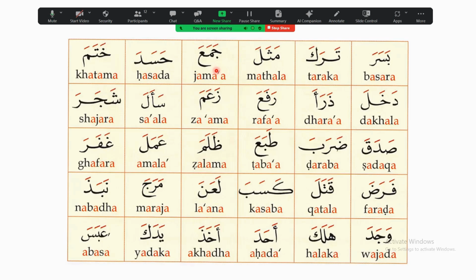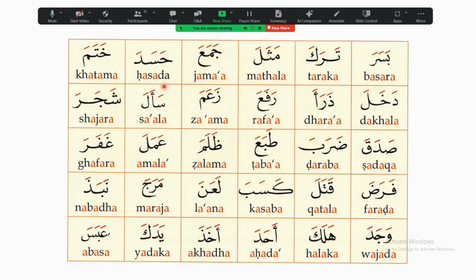jama'a, jama'a. So in this word, there is first jim letter, j, jama'a. Then meem letter with a fatha, so we say ma. And at the end, there is ain letter of the throat, and we say a. Jama'a. One more time, jama'a. A at the end should be prominent, should be correct from the throat. Jama'a. The next word here is hasada.